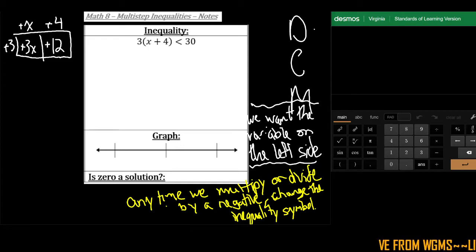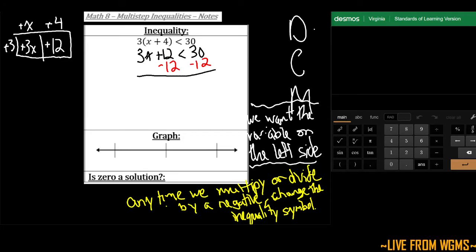So now I can rewrite my inequality like this: 3x plus 12 is less than 30. Now I can subtract both sides by 12. I want to get all the constants on one side and all the variables on the other. So I'm going to subtract 12 from both sides, and I have 3x is less than 18. Always divide by a coefficient.